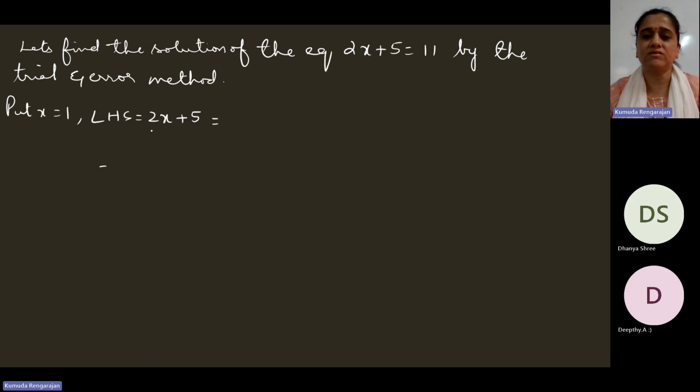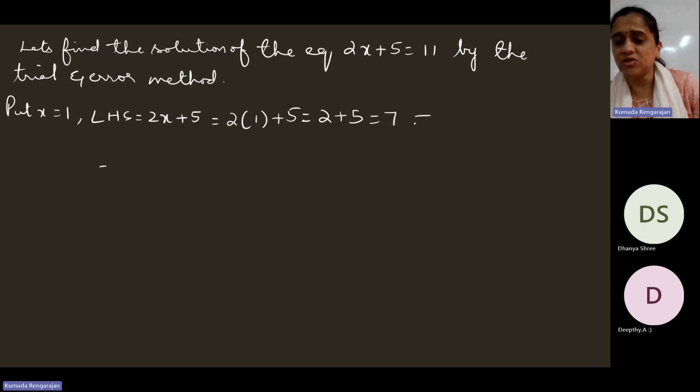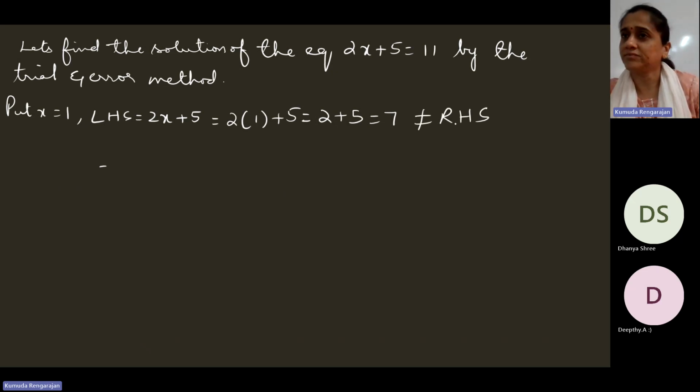So what is the LHS? LHS is equal to 2x plus 5. So now when x is 1, it is 2 into 1 plus 5, and that is 2 plus 5, right? 2 plus 5 is 7. What's the RHS? 11. It's not equal to the RHS. So that means 1 is not a solution to this equation.